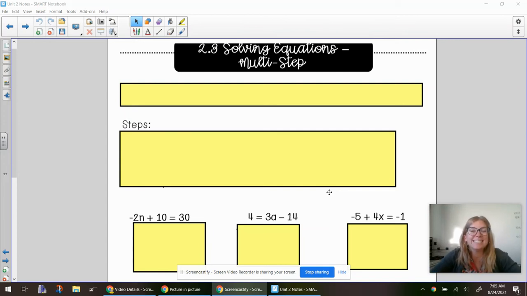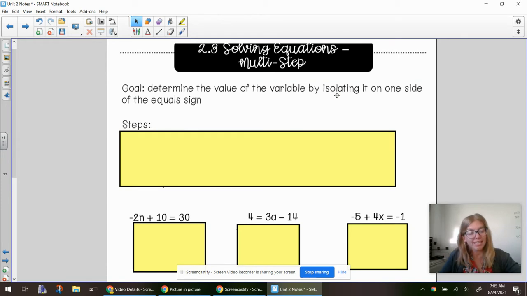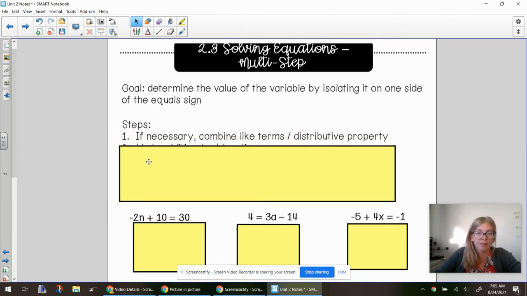I'm Miss Cooksey. Today we're going to be talking about solving multi-step equations. So just like in the previous video, we are going to be determining the value of the variable by isolating it on one side of the equal sign. The goal for solving one-step and multi-step equations is the exact same. Our steps are going to be a little bit different.